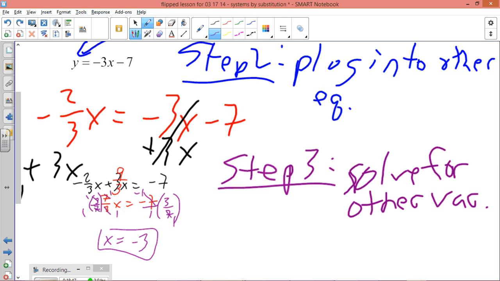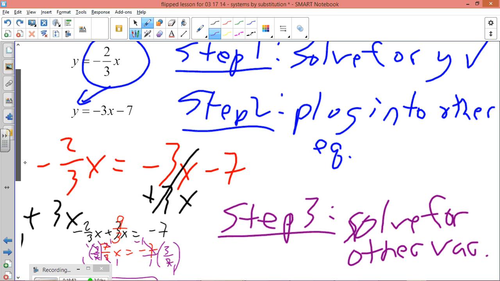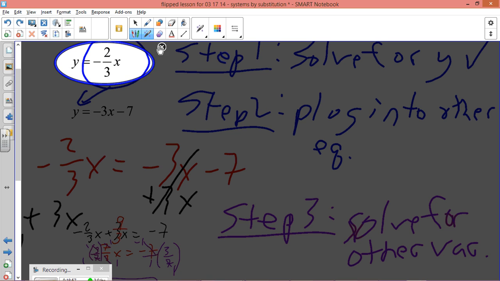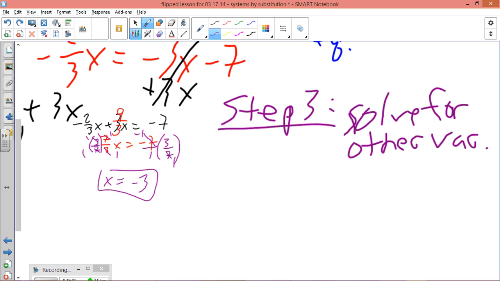And so what I'm going to do, I'm going to plug this negative 3 into one of my equations. Which one looks easier to me? Probably the one without the y-intercept. So this first one, even though it has a fraction, it doesn't have a y-intercept. So I'm going to do that one. Y equals negative 2/3 times x. But what's x? X is negative 3.